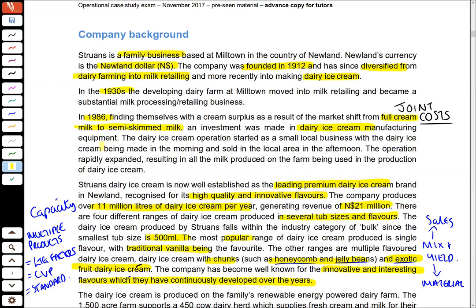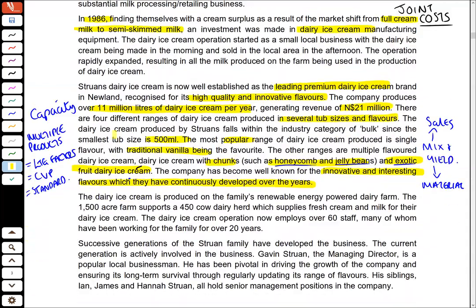We are then told that the dairy ice cream is produced on the family's renewable energy powered farm. That's interesting, isn't it? This brings in your environmental management accounting, your consciousness around the environment. We are told that they have a 1,500 acre farm with 450 cow dairy herd, and we've got 60 staff who've been there for 20 years. So we do know then around the capacity element again, we've got an idea of what it's taken to produce these 11 million litres.